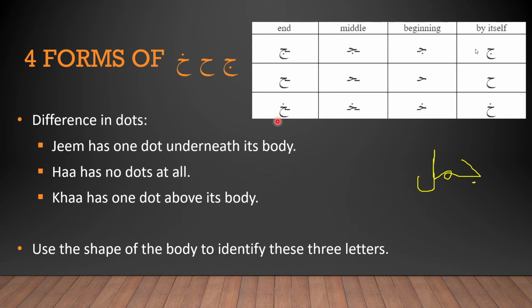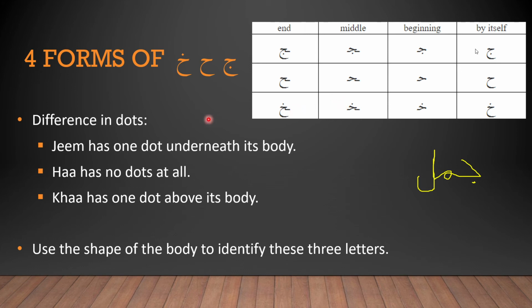So the ending is extremely easy to identify. The only hard time you'll have is the middle and the beginning forms, because there Jeem, KHaa and KHaa lose their form and connect with the other letters. Now if you look at Jeem, KHaa and KHaa, we see that at all places they look the same. In the beginning they have the same form, in the middle they have the same shape, and at the end also they have the same shape.